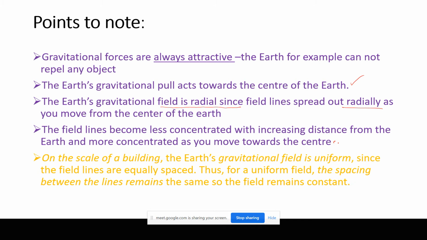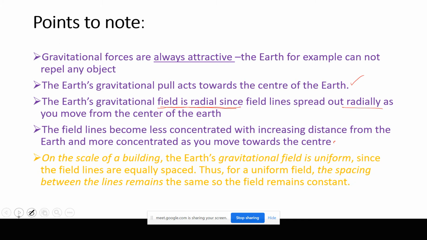The field strength is higher because the field lines are close to the center. The field strength decreases as you move away from the center because the field lines move further apart. So we are saying the field is radial. So this is a simple conclusion. Most of these I have just been elaborating and explaining.